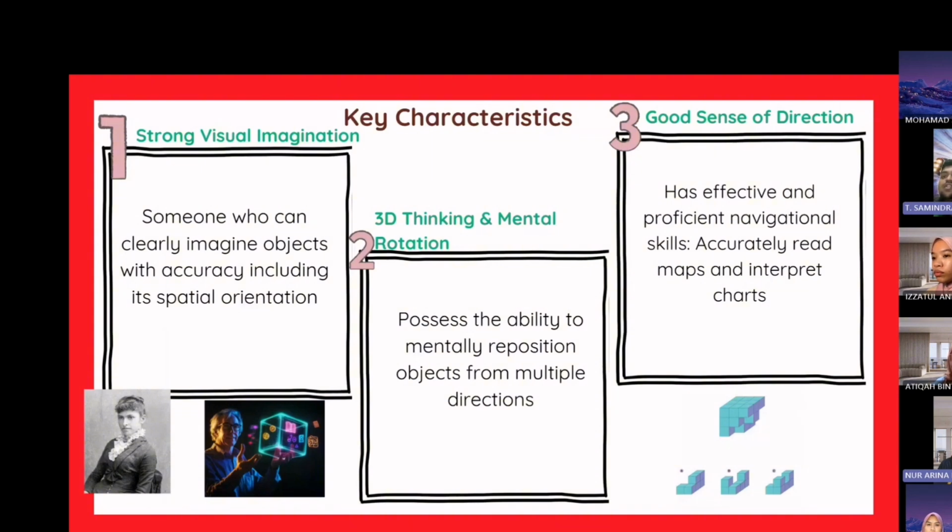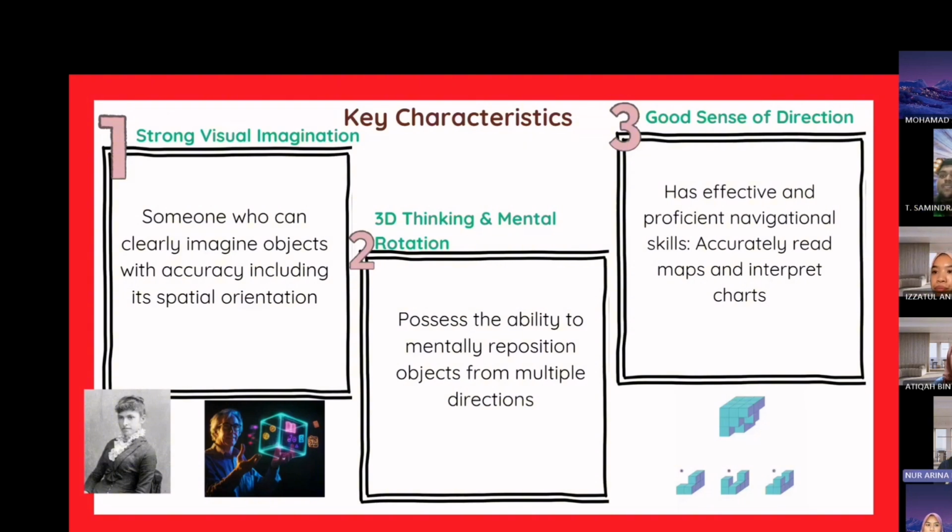1. Strong visual imagination. Someone who can clearly imagine objects with accuracy, including their spatial orientation. Second, 3D thinking and mental rotation. Possess the ability to mentally reposition objects from multiple directions. 3. Good sense of direction. Has effective and proficient navigational skills. Accurately reads maps and interprets charts.